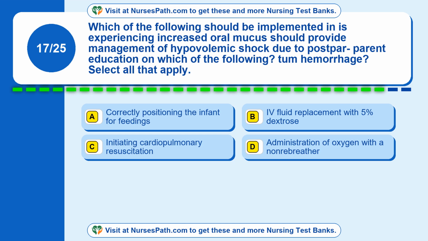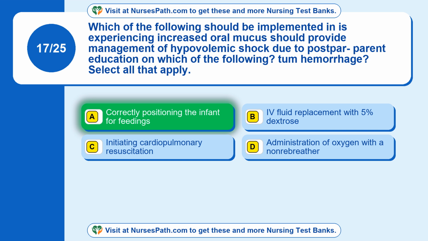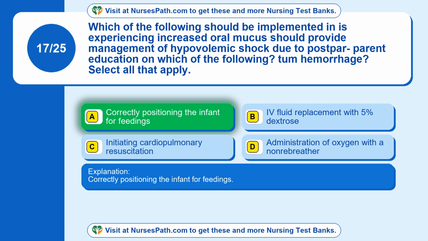Question 17. Which of the following should be implemented for management of hypovolemic shock due to postpartum hemorrhage? Select all that apply. Option A. Correctly positioning the infant for feedings. Option B. Fluid replacement with 5% dextrose. Option C. Initiating cardiopulmonary resuscitation. Option D. Administration of oxygen with a non-rebreather. The correct answer is option A. Correctly positioning the infant for feedings.